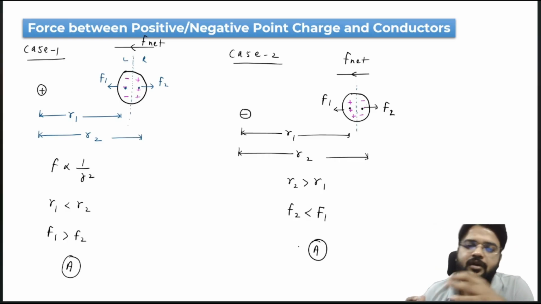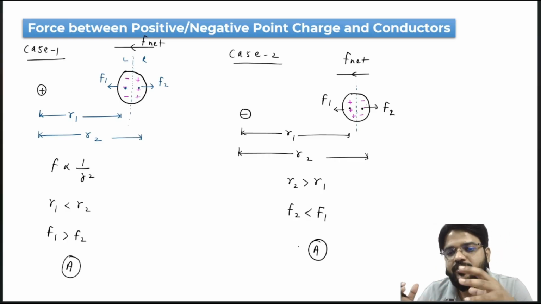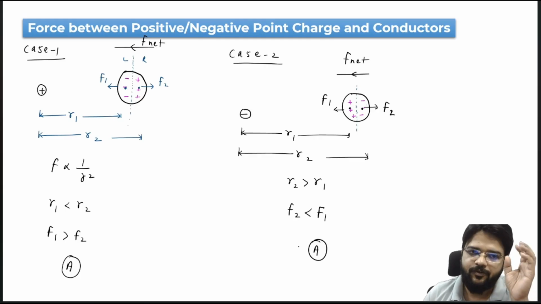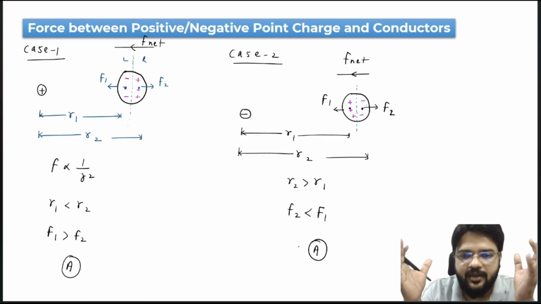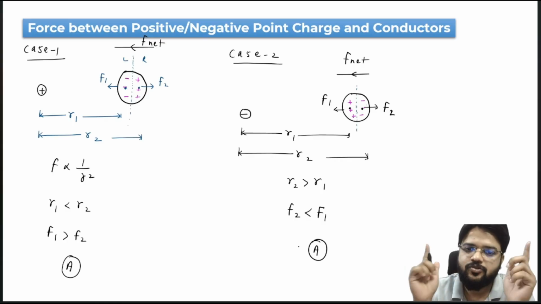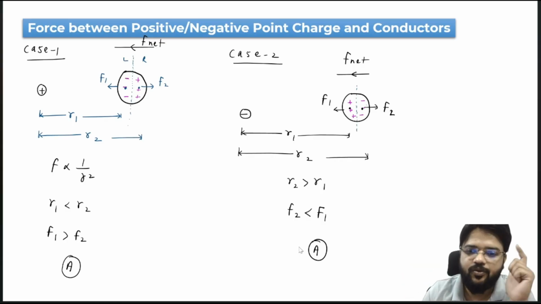So if you put one negative charge and one neutral conductor, they will attract each other. If you put one positive charge and one neutral conductor, then again they are attracting each other. So keep this thing in your mind, everyone. Note it down.